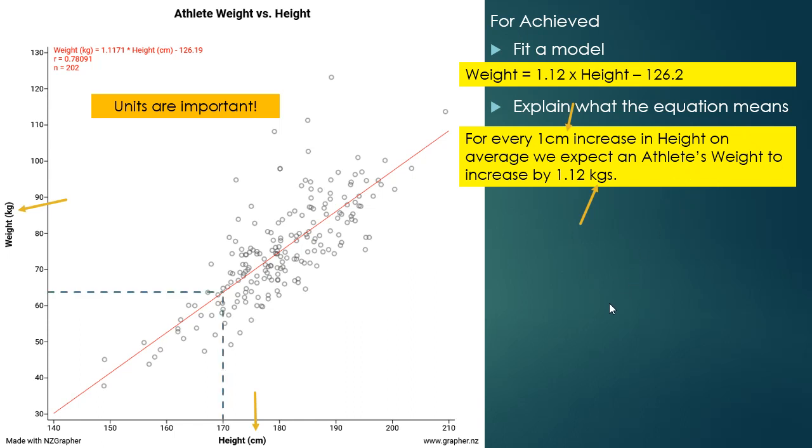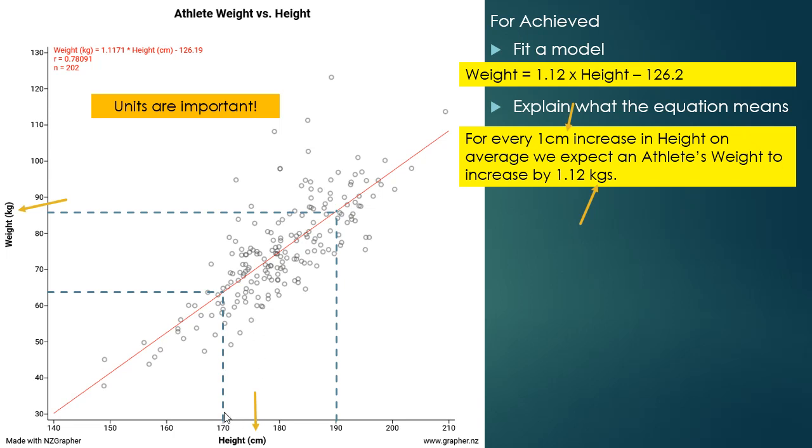So just going into a little bit more detail. If I had an athlete that was 170 centimetres tall, I could go up and read that equation of the line of best fit, and I could read across and say that I'd expect this 170 centimetre tall athlete to weigh 64 kilos. If I had another athlete that was 190 centimetres tall, I could go up and off the line of best fit I could see that I'd expect them to weigh around about 86 kilos.